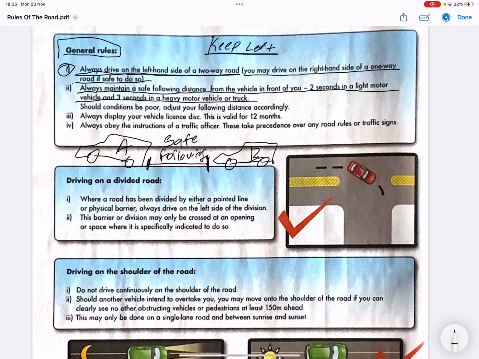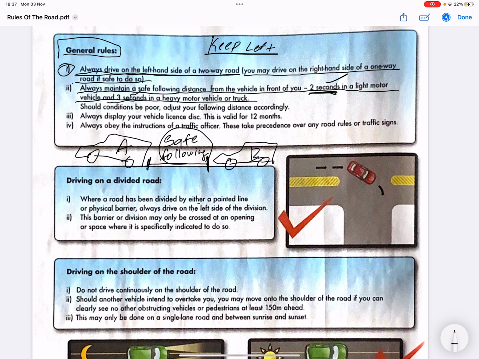You will see when we come to the duties of drivers and passengers, there's a section where we talk about how you may not follow another vehicle too closely, because you must always keep the safe following distance. Sometimes the 2 seconds and the 3 seconds may confuse you. You must not worry about that.